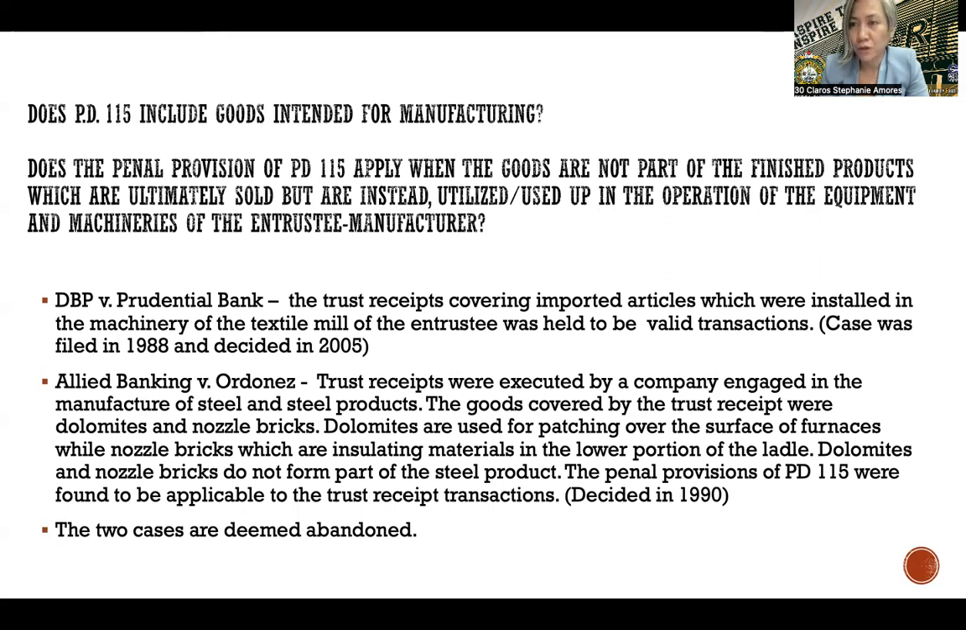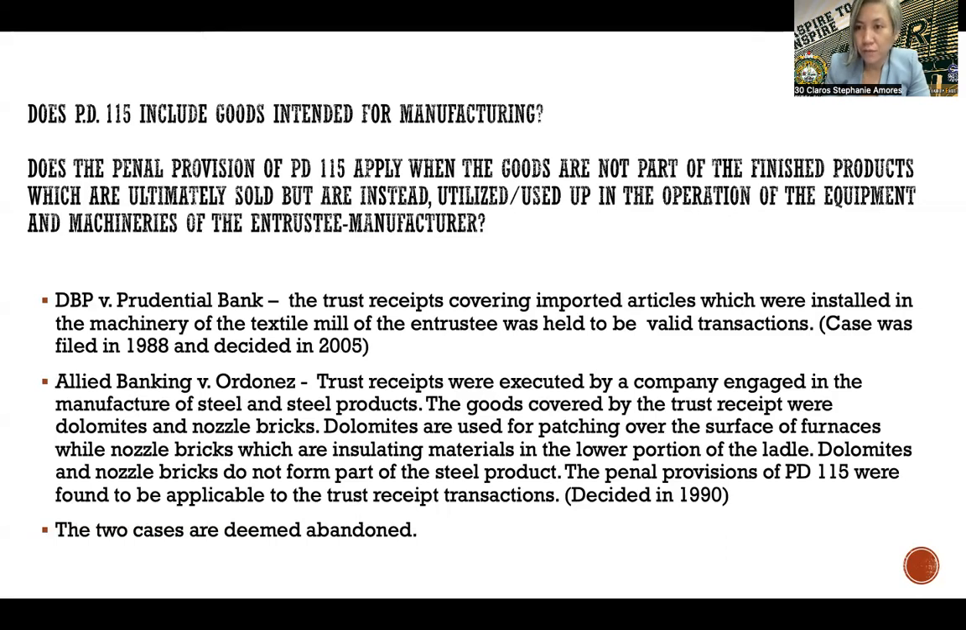And do the penal provisions of PD 115 apply when the goods are not part of the finished products, which are ultimately sold, but instead are utilized or used up in the operation of the equipment and machineries of the entrustee manufacturer? So, not raw material, but it is used to operate equipment, and it did not end up as an ingredient of the finished product that is being sold by the manufacturer. So, covered ba siya sa trust receipt law?